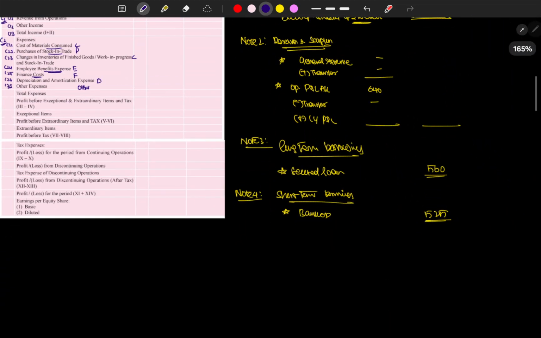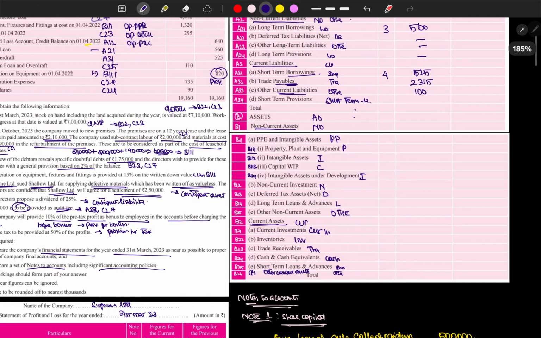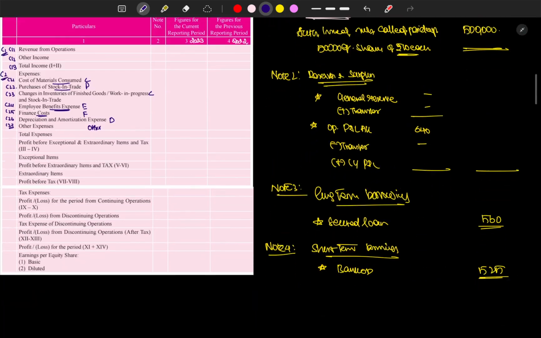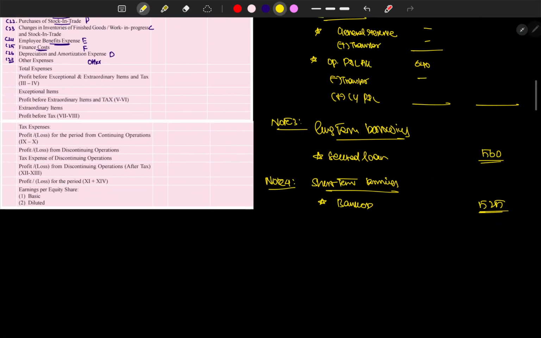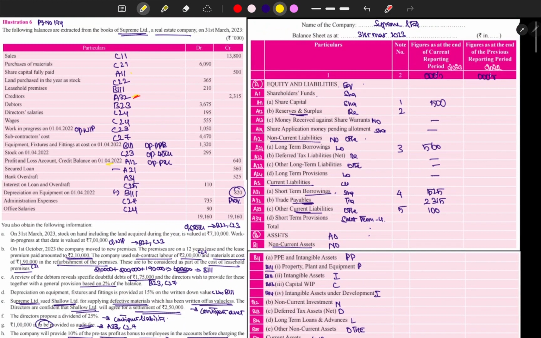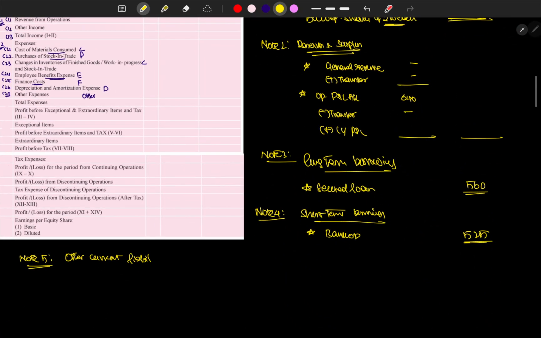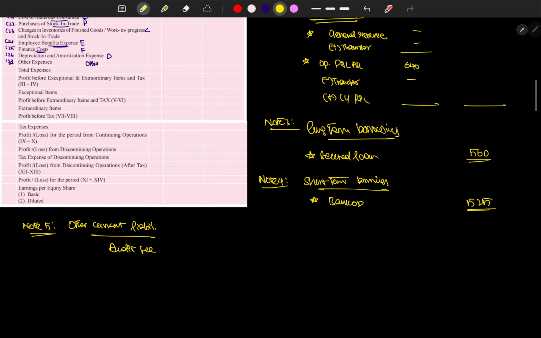Since creditors is more familiar as trade payables, I've just directly put it here. But when it comes to other current liabilities, we have to definitely show the notes to accounts to let the users know about the things. Note 5, which is other current liabilities: audit fee, which is rupees 100.